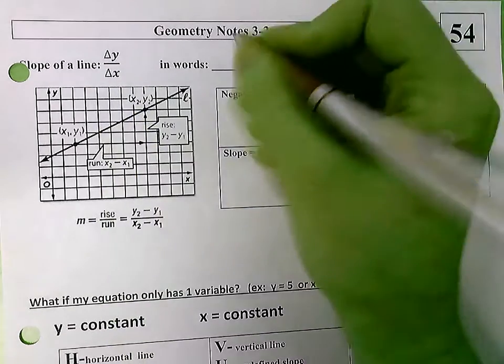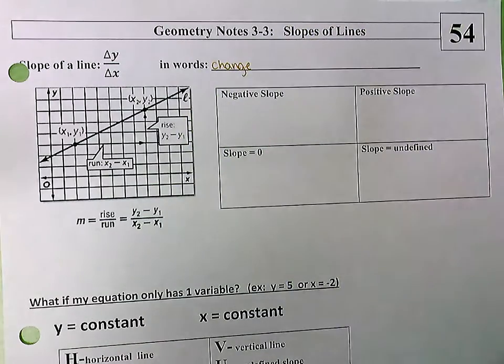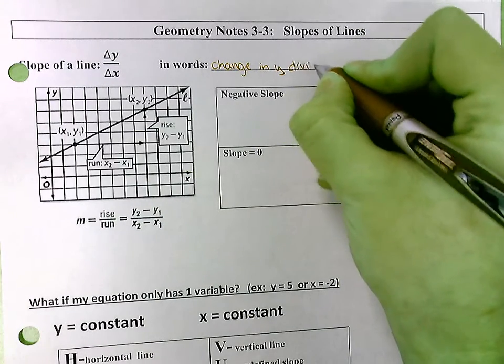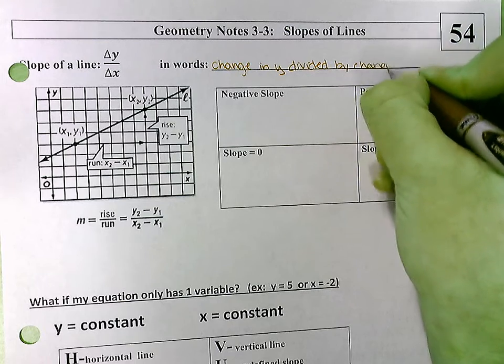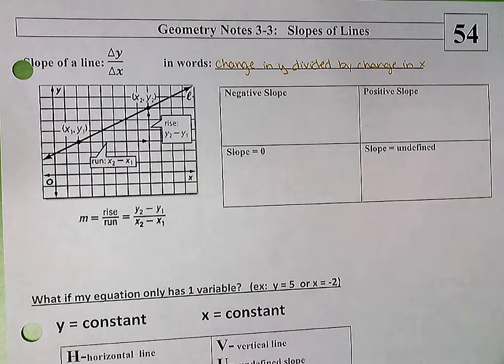In words, we have change in y divided by the change in x. So y's are in the numerator, x's are in the denominator.